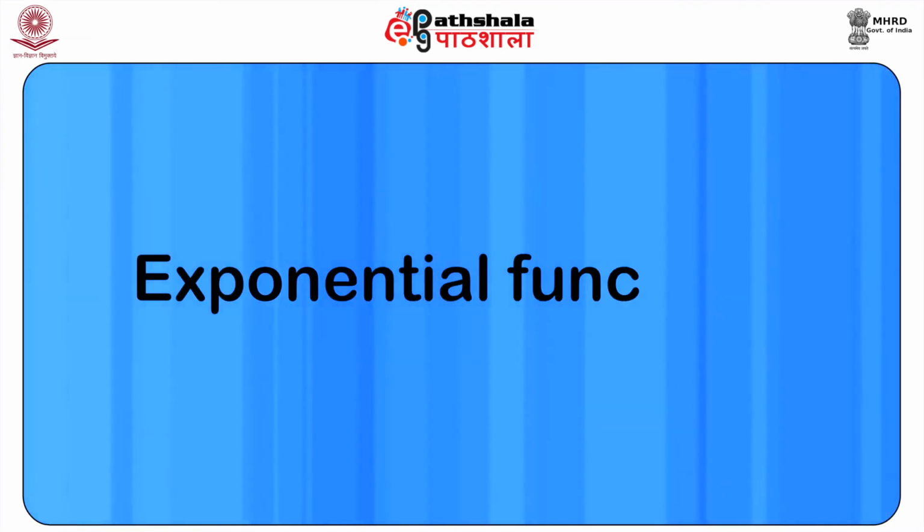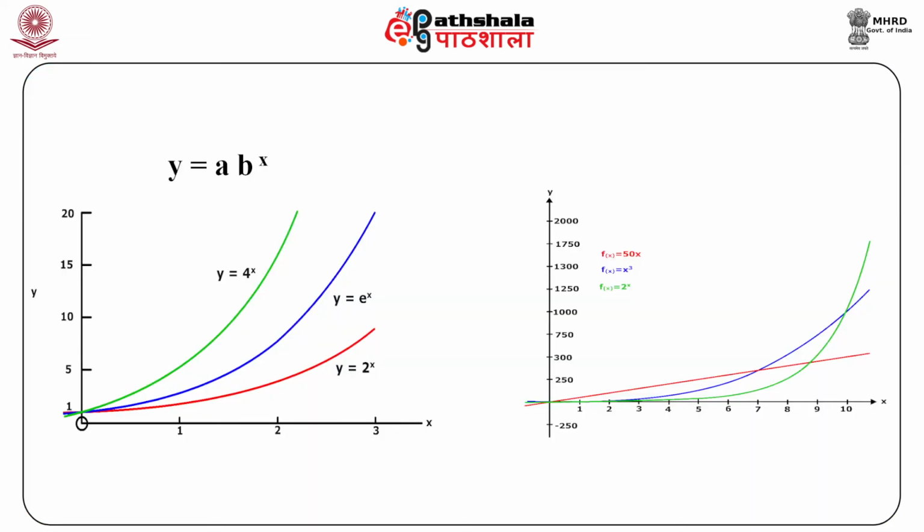Next is an exponential function. These are functions of the form y is equal to a into b to the power x, where x is an exponent, not in the base as was the case for the power functions, and a and b both are constants. Note that only b is raised to the power of x, not a. If the base b is greater than 1, then the result is exponential growth as shown in the figure. Many physical quantities grow exponentially, like that of population.